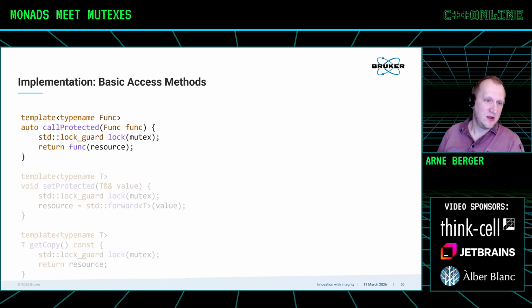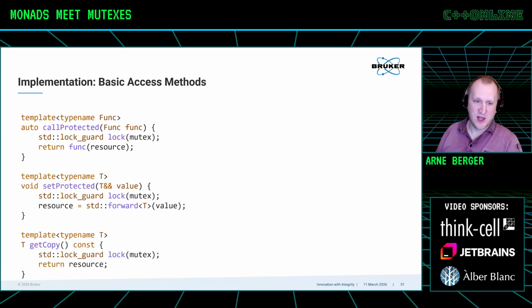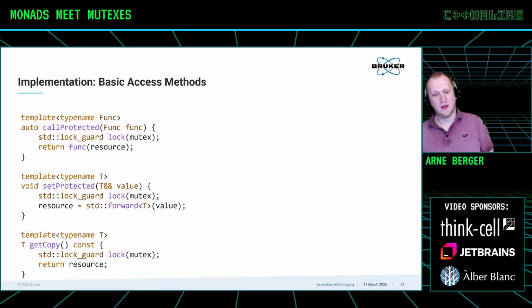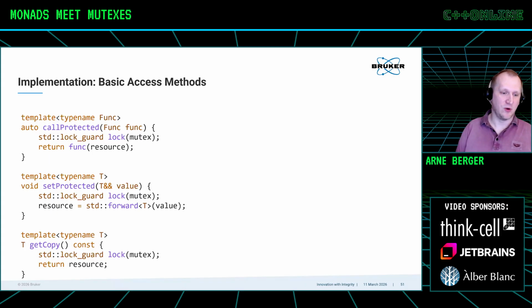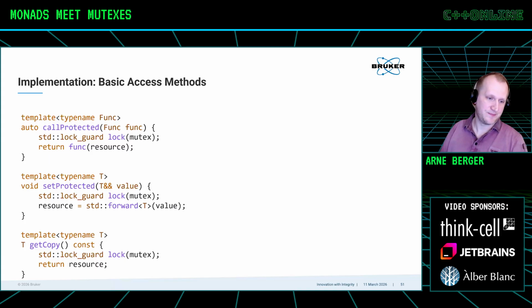They are straightforward. Here, call protected, we lock a mutex, then call the function. Afterwards, it's unlocked by the destructor of the lock guard. And we do the same for set protected here. Lock, do what we want, and then return. And for get copy, we also do the same.